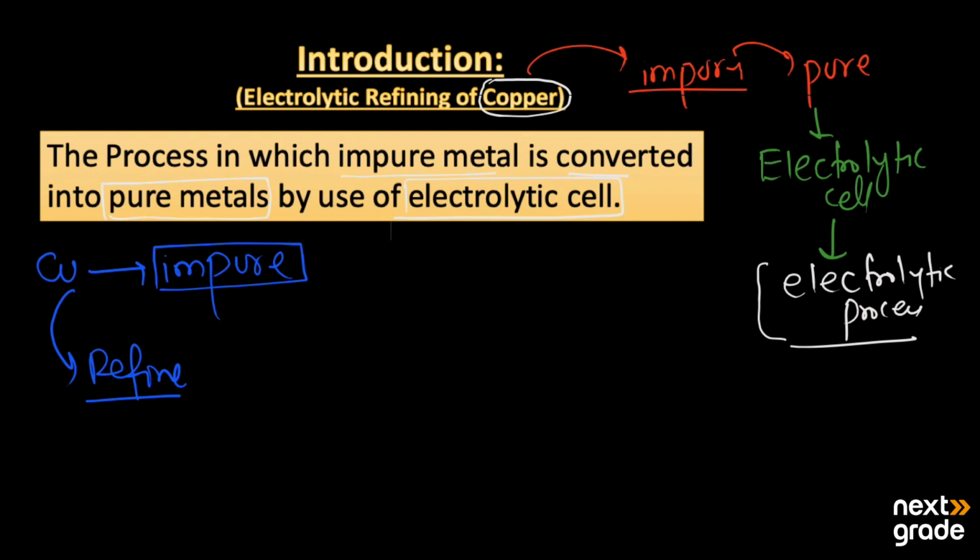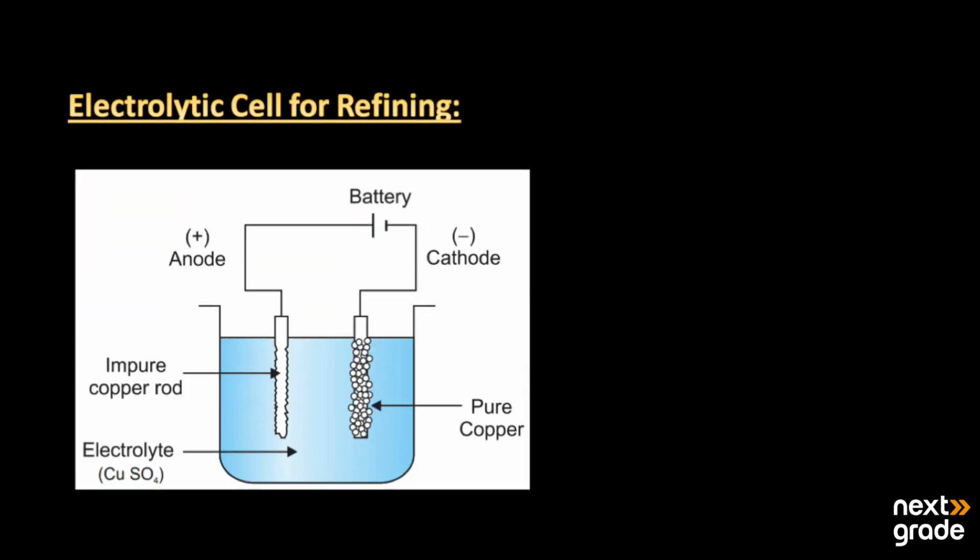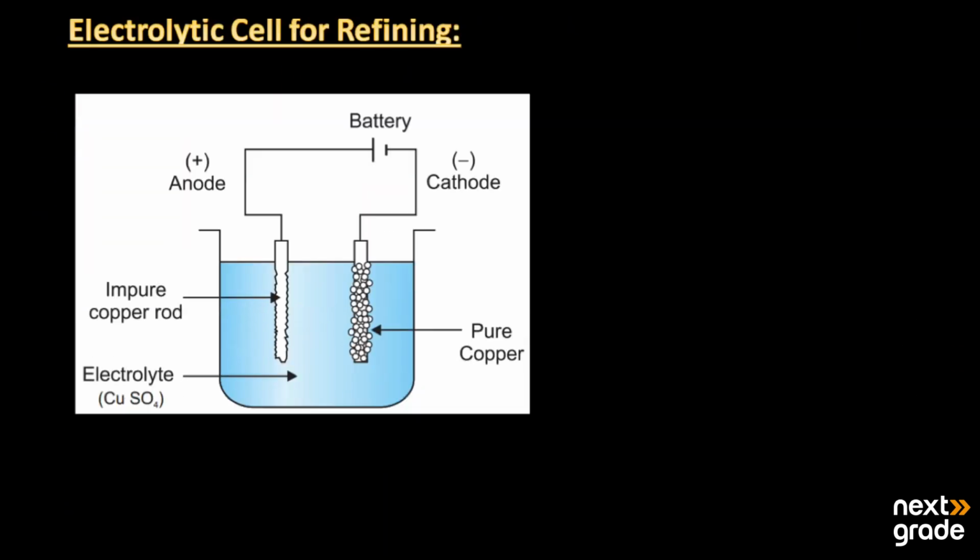So the cell that we use here is the electrolytic cell, and the main purpose of the electrolytic cell is to convert electrical energy into chemical energy, or the electrical energy is being used to drive a chemical reaction. This is known as the electrolytic cell. So here we have the electrolytic cell for the refining.